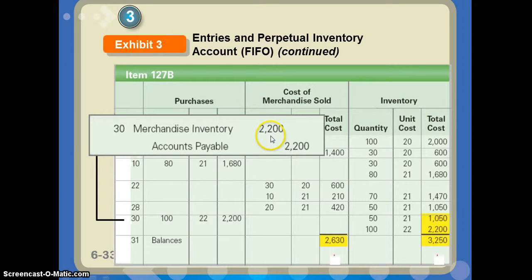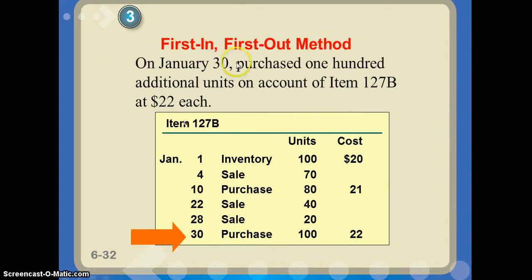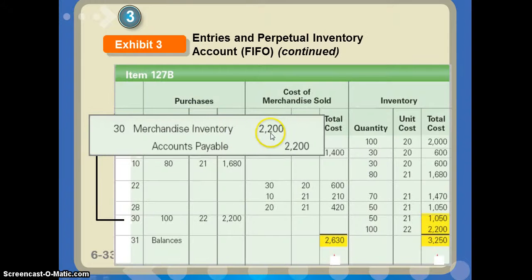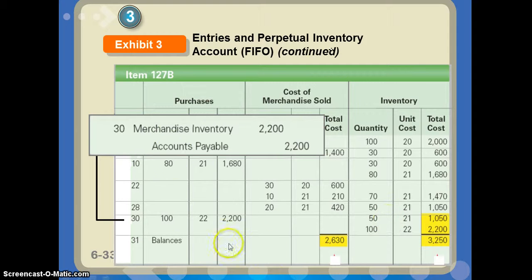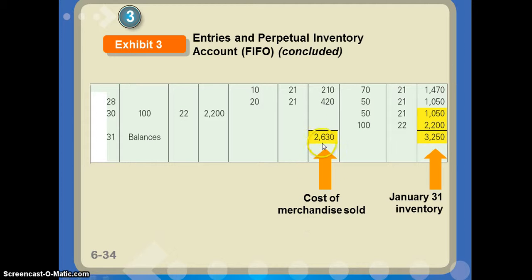Here is our merchandise inventory and our accounts payable for making the purchase. Merchandise inventory goes up, and our accounts payable goes up as well. We have our cost of merchandise sold being recorded in our ledger for our item. Total cost we've just recorded and added up. Here's our total cost of our inventory itself that we've spent. Cost of merchandise sold. Seeing the totals here, the total cost of merchandise sold is $2,630.